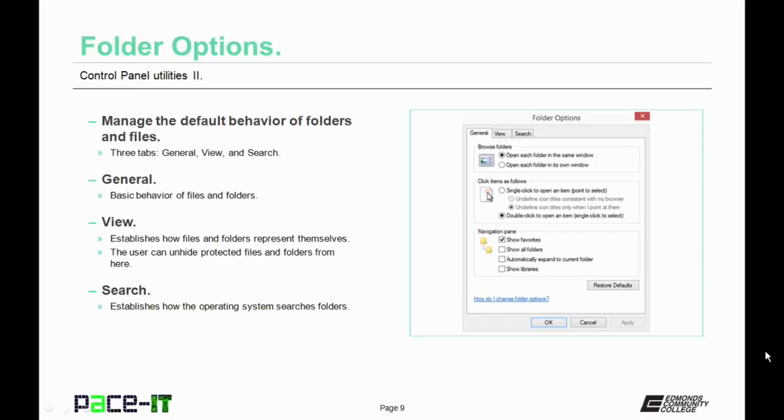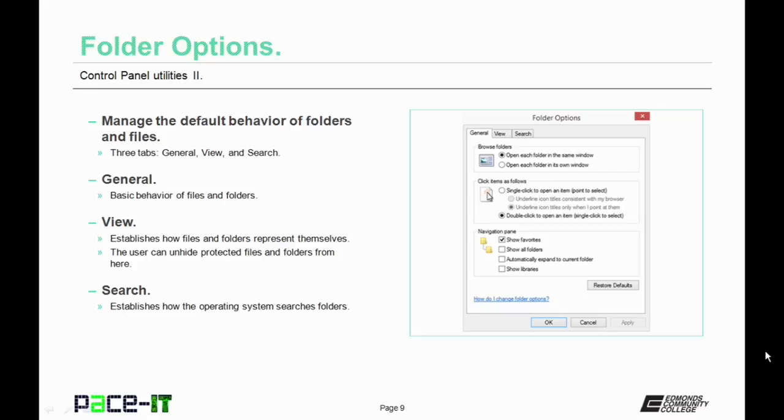The Folder Options utility is of special importance to a technician, and I will get to that here in just a moment. But from here, you can manage the default behavior of folders or files. There are three tabs: General, View, and Search. From the General tab, you can make adjustments to the basic behavior of files and folders. From the View tab, you can establish how files and folders are represented. The user can unhide protected files and folders from here. That's the important one for a technician.